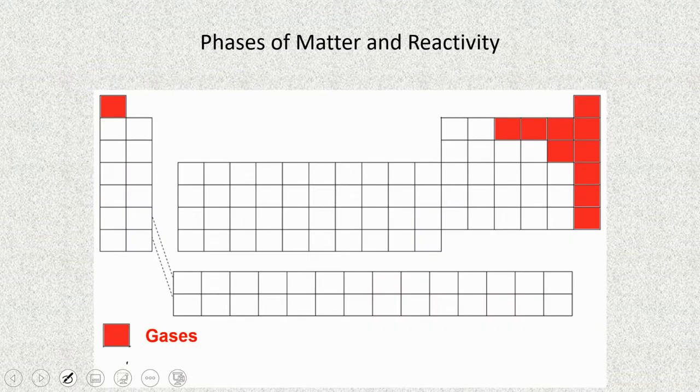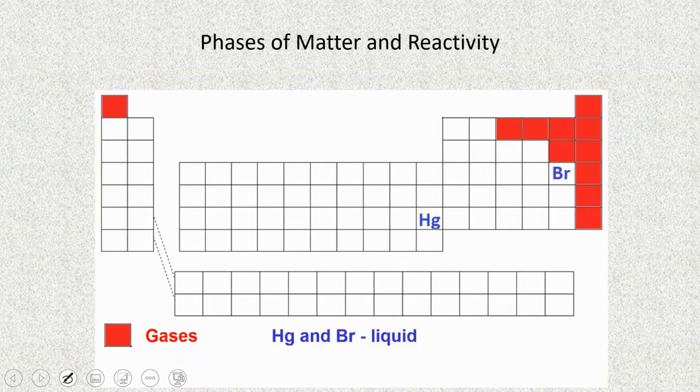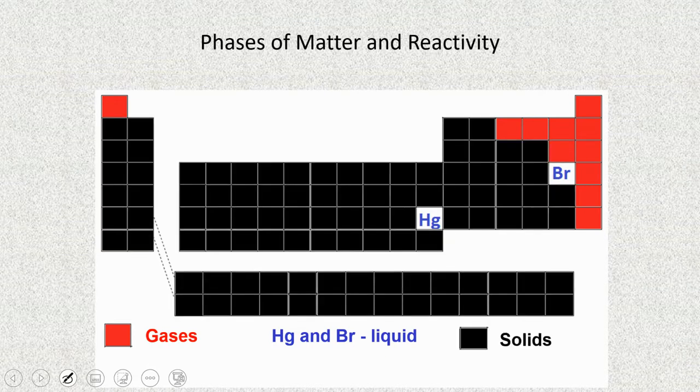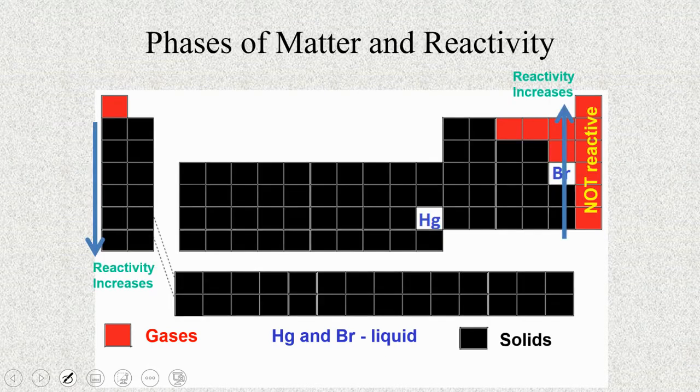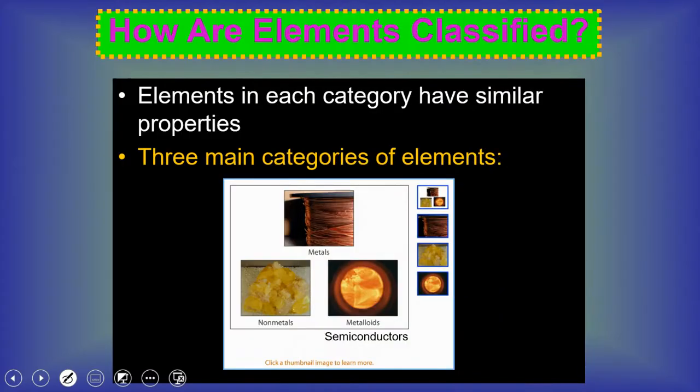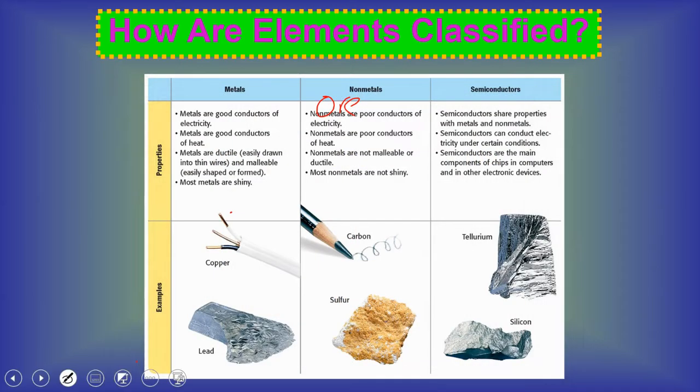And so let's look. Here are your gases. Remember, whole group 18, 2, 1, 1, 1. I have 2 liquids, mercury and bromine, and then the rest are solids. Okay, you don't need to know about the reactivity increasing and decreasing. And so elements in each category have similar properties. And we're going to talk about metals, nonmetals, and metalloids.